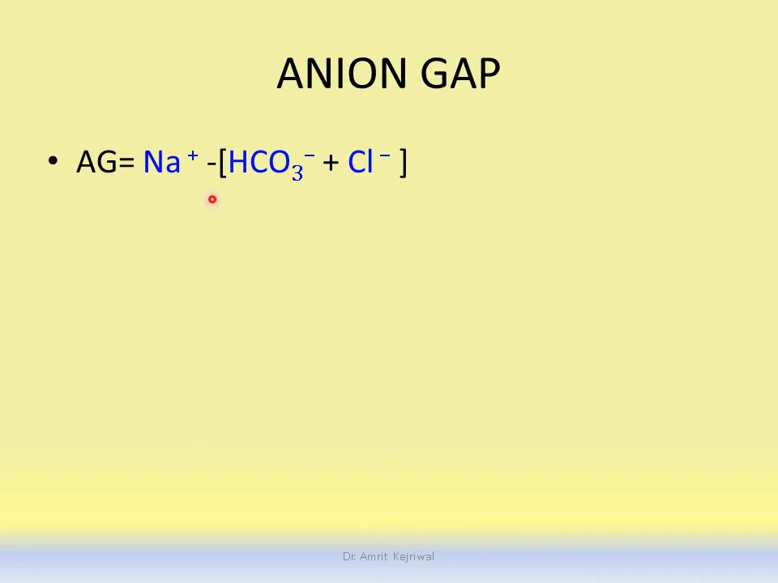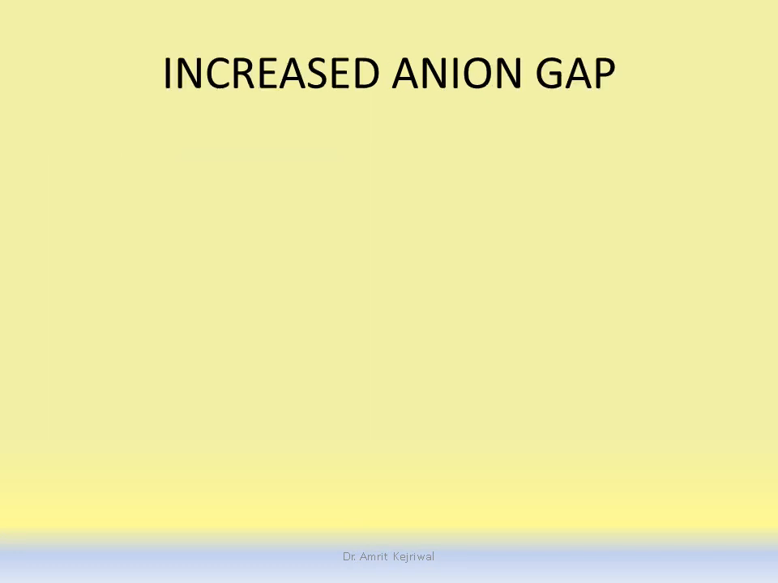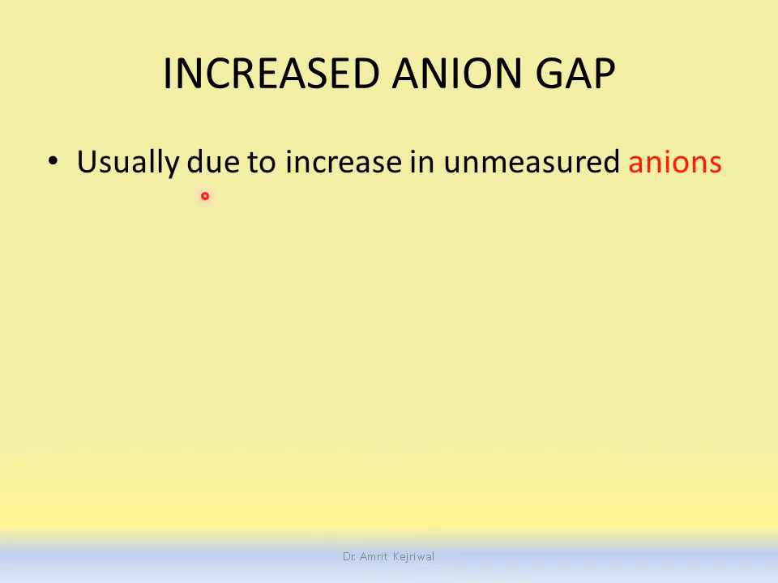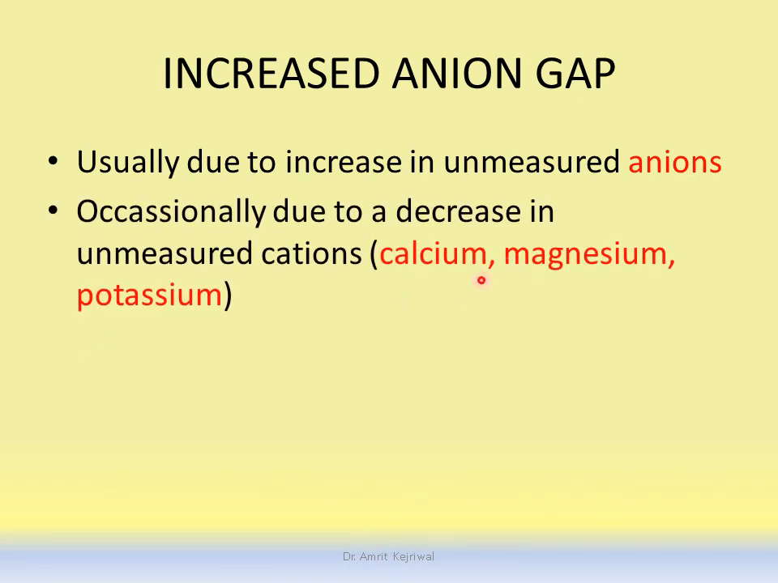Coming to the anion gap. Anion gap is equal to sodium minus bicarb plus chloride. Bicarb and chloride both are taken together, and that is subtracted from sodium. Normal value is 6 to 12 millimoles per liter. Increased anion gap is due to an increase in unmeasured anions, occasionally due to a decrease in unmeasured cations such as calcium, magnesium and potassium.